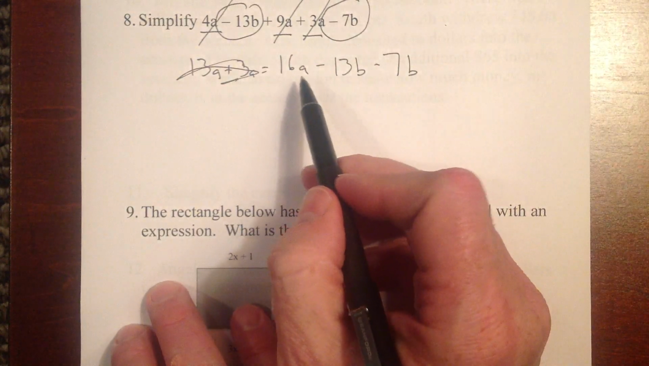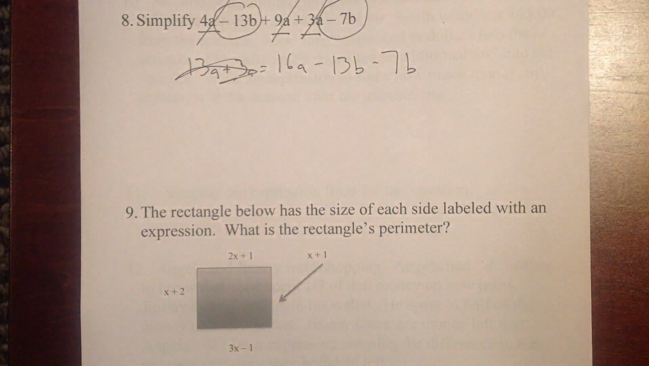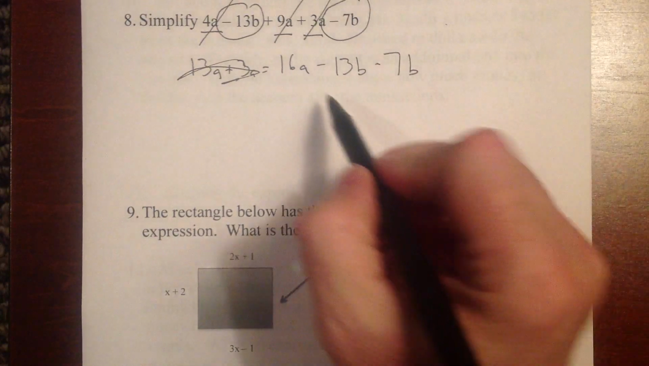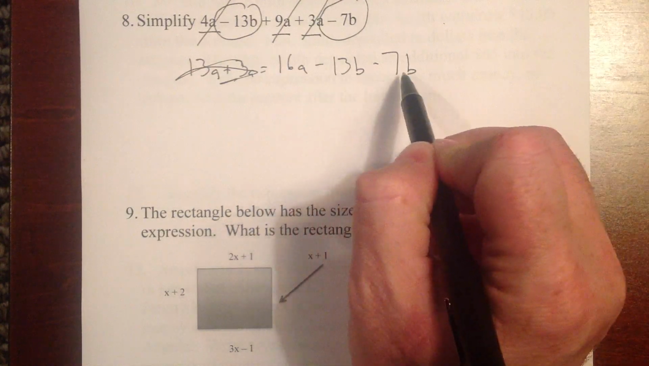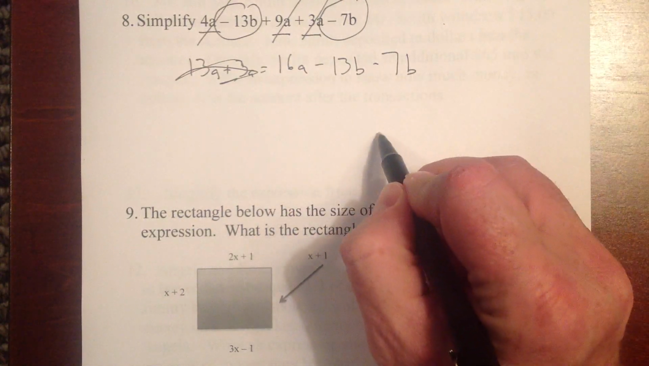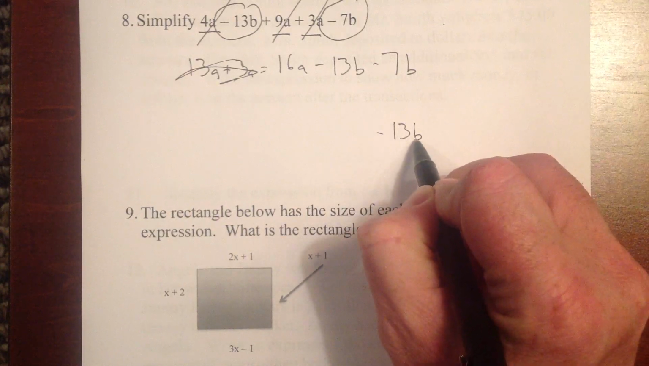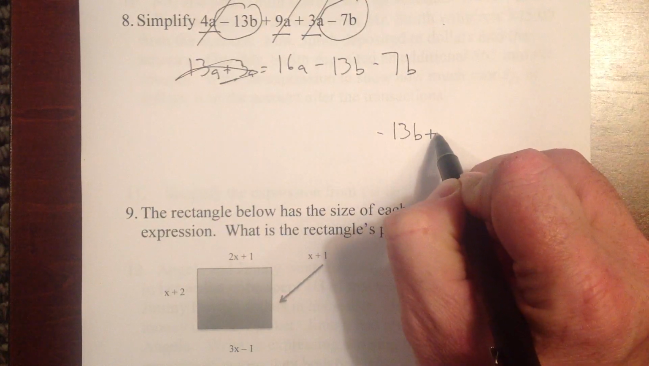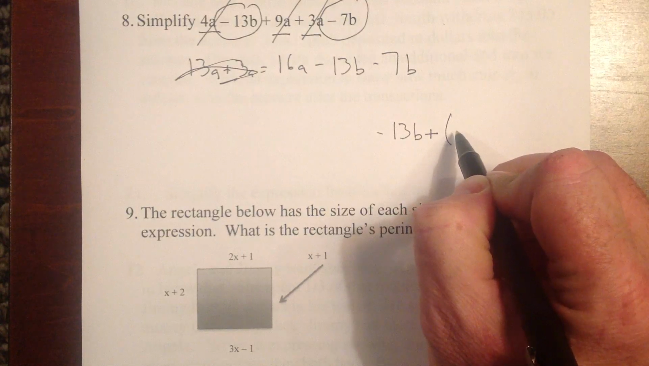I can't combine the 16a with any of this because the variables are different. But I can combine the negative 13b and the negative 7b. So what do I have here? Basically, I've got 13b minus 7b. Well, I want to keep, change, and flip that, so I'm going to say negative 13b, change, and flip.